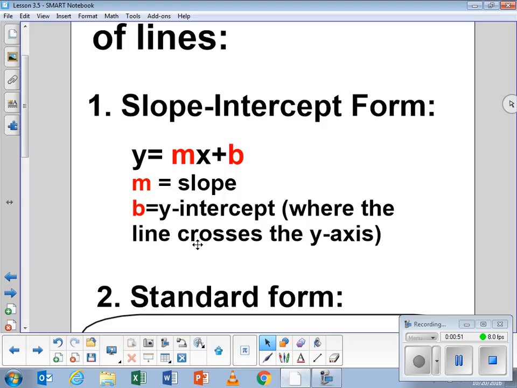Remember, the y-intercept tells us where the line crosses the y-axis. So if you're given an equation in slope-intercept form, you look at where it crosses the y-axis, and you would put a dot there, and then from there you would apply the slope.